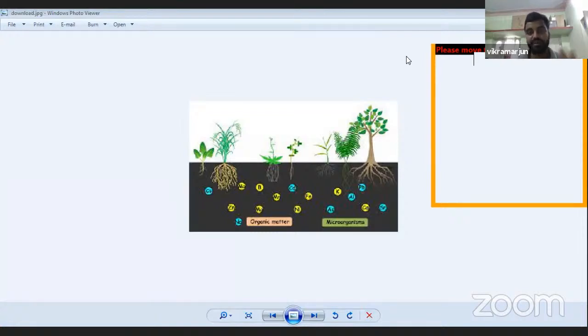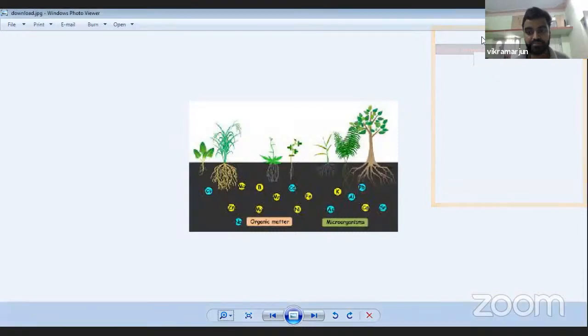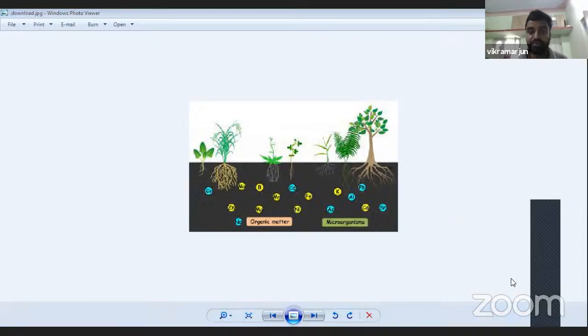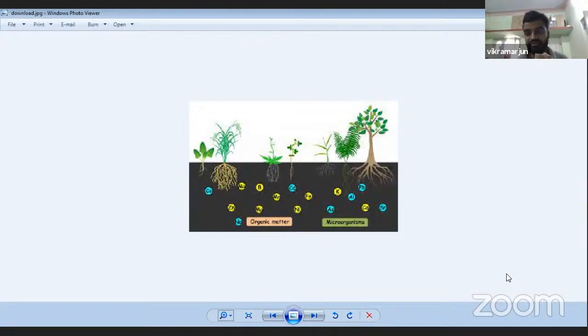Okay, so what are the macronutrients for plant growth? Macronutrients are the major nutrients: nitrogen, phosphorus, potassium, calcium, sulfur, and magnesium. Again, these major nutrients, based on their essentiality and requirement, are divided into primary nutrients and secondary nutrients. Primary are nitrogen, phosphorus, and potassium. Secondary nutrients are calcium, magnesium, and sulfur, based on the requirement of the crops. The remaining ones, like iron, copper, and zinc, are the micronutrients. Is everyone getting the point?